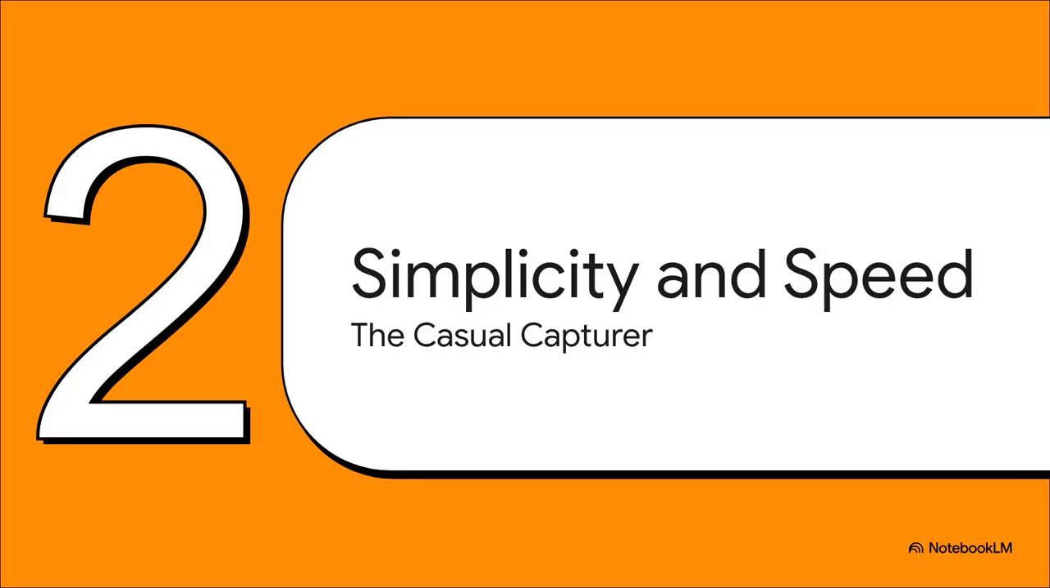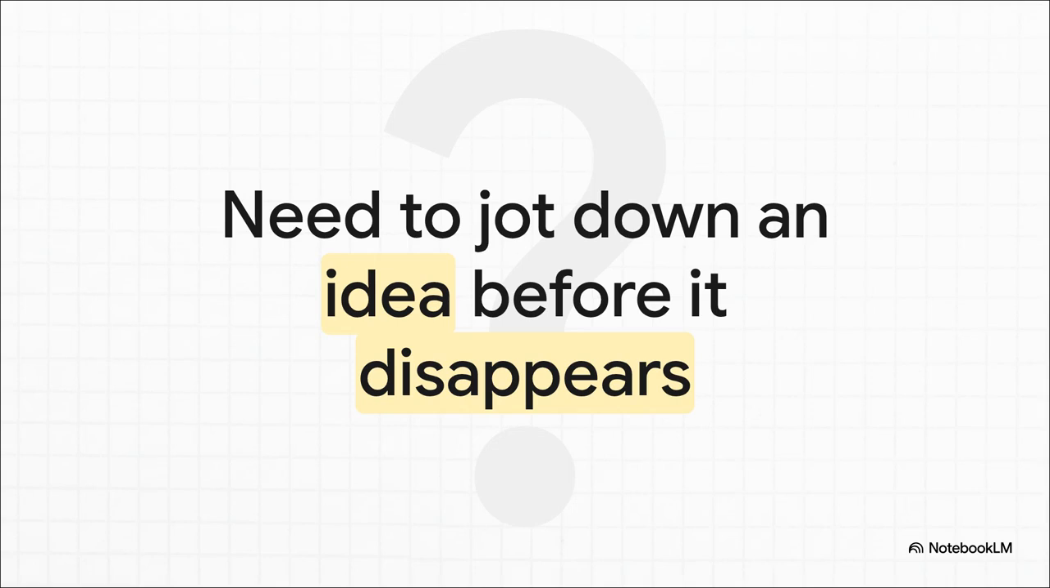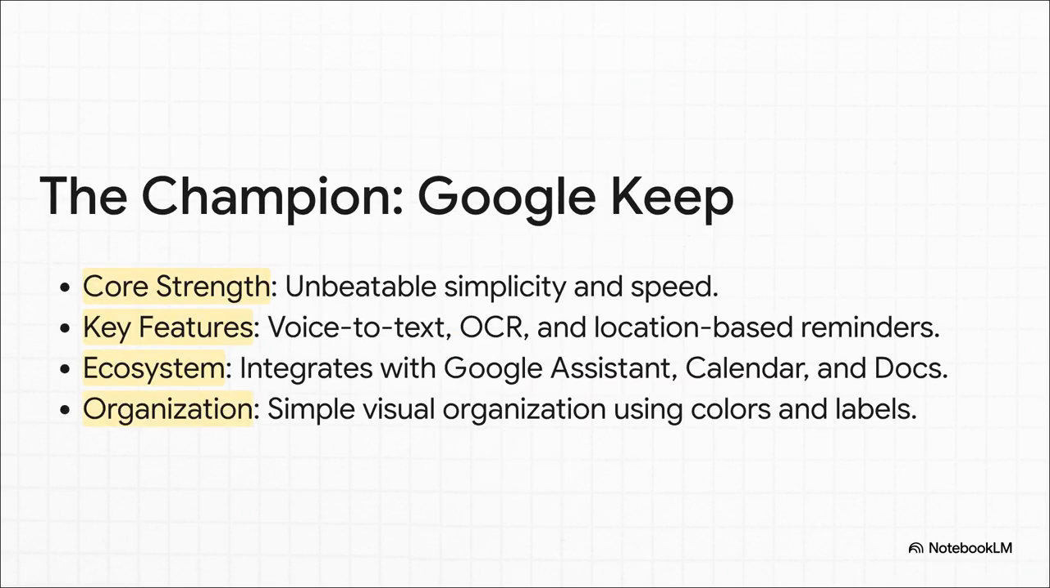All right, let's kick things off with our first type of user, the casual capturer. For this person, it is all about one thing, and one thing only: speed. So if all you need is to jot down an idea, a phone number, a grocery list, whatever, before it just vanishes from your brain, then your perfect tool isn't about features. It's about pure, simple, zero-friction speed. And for that, Google Keep is pretty much the undisputed champion.